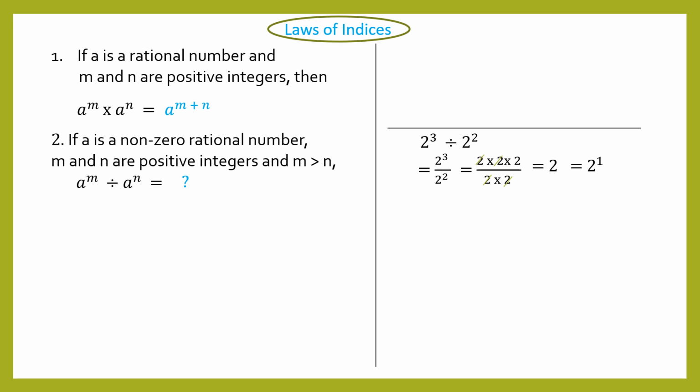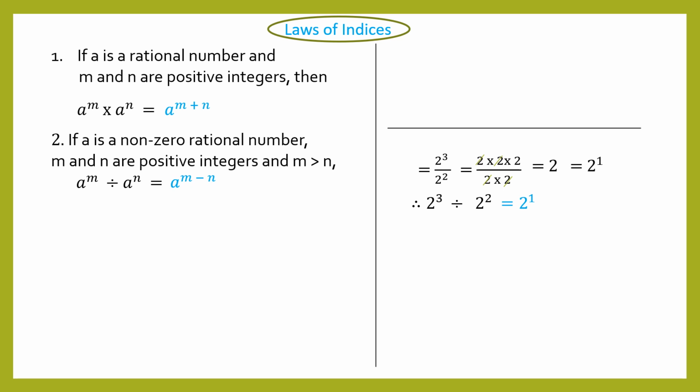Now just observe how we can get 1 as a power. 3 and 2 are the indices, so 3 minus 2 will be 1. So when it is a division sign, we have to subtract. So 3 minus 2 is equal to 1. So similarly, the answer will be a raised to m minus n. So a raised to m divided by a raised to n will become a raised to m minus n.